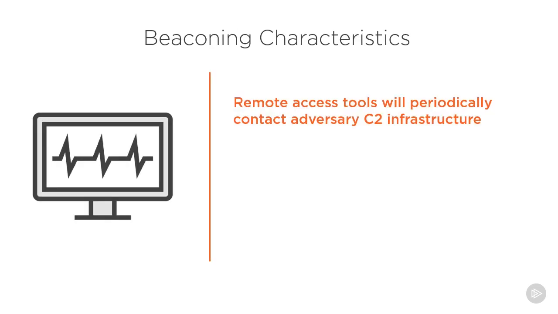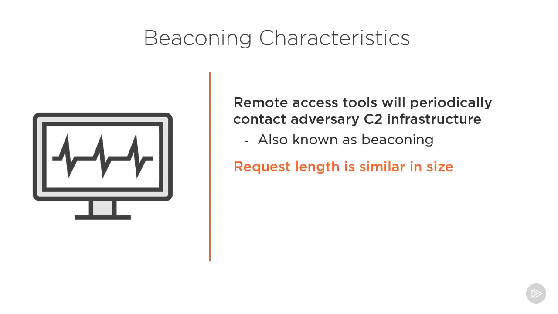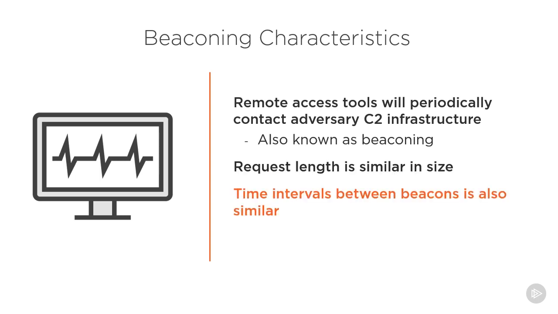Reverse shells and remote access tools will periodically contact the adversary command and control infrastructure. This is also known as beaconing. From an investigation perspective, request and response length might be similar in size for a large number of connections. This is where the malware is beaconing, but the attacker does not issue any commands. The time intervals between the beacons is also similar. To note here that modern techniques introduce jitter, randomizing the time intervals between the beacons.